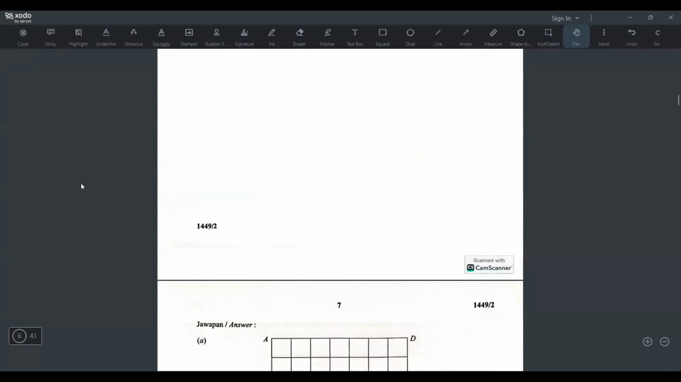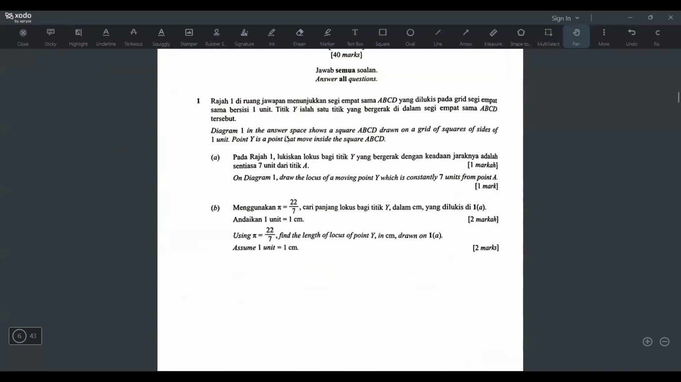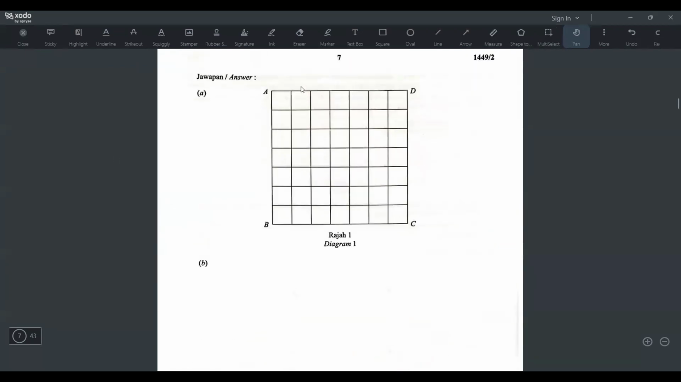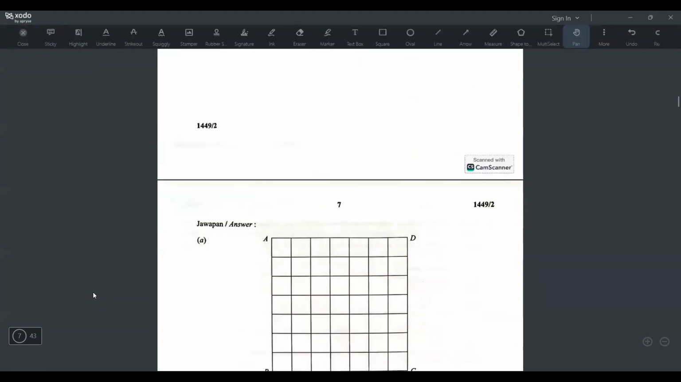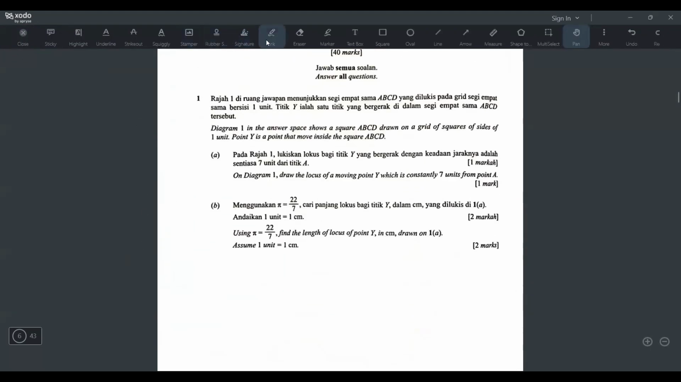So they give you a square grid, and then it says point Y is a point that moves inside the square ABCD. You can see ABCD in the diagram, but point Y is not here because point Y is the locus. That's why they say point Y is a point that moves. So later Y will be the moving point, and the locus of Y you have to draw yourself. Alright, so question A says: on diagram 1, draw the locus of a moving point Y which is constantly 7 units from A.